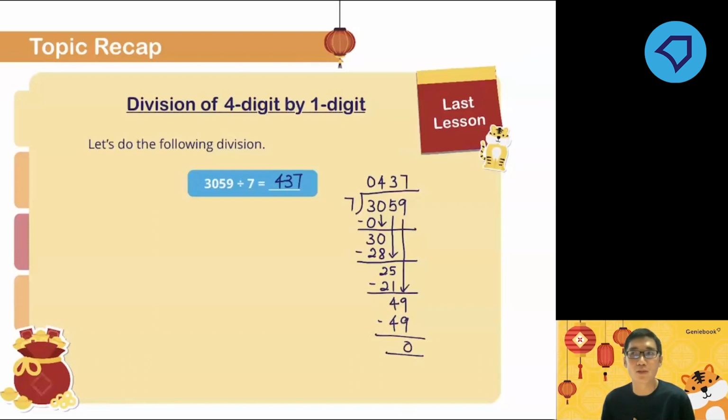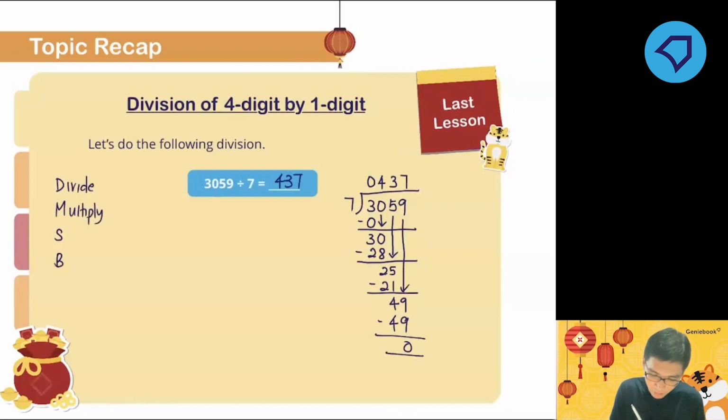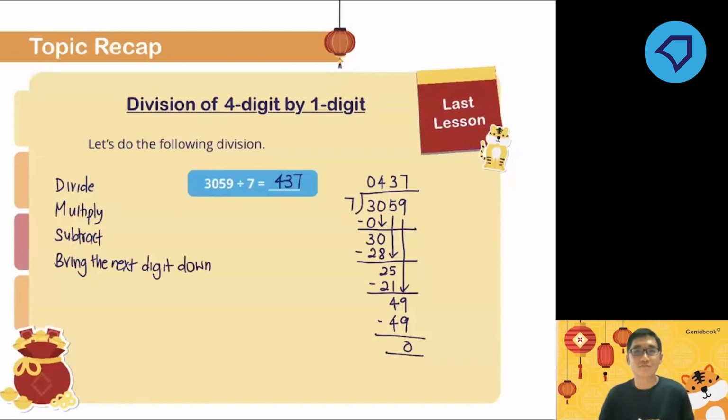BODMAS will be taught in primary 5, so not to worry about that. BODMAS is your order of operation. But my DMSB here refers to the steps to doing long division. Let me just write down here, DMSB. You divide, multiply, subtract, and then you bring the next digit down. So do not confuse that with your order of operation. That's your 4 steps to doing long division, and then you repeat the whole process again.